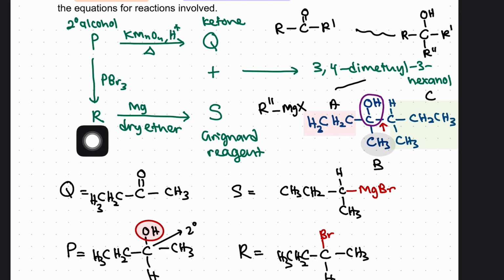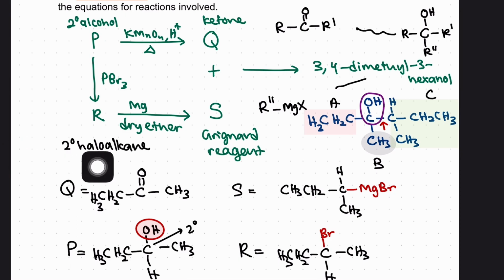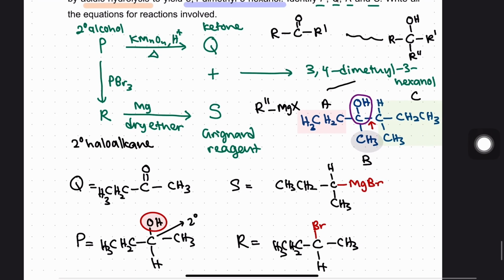bromomethane. That is wrong, because a secondary alcohol must give a secondary haloalkane. So it cannot be just CH3Br. If I say this CH3 comes from the Grignard, actually what comes from the Grignard is this part C. Alright, I hope you can understand this, predicting the products.